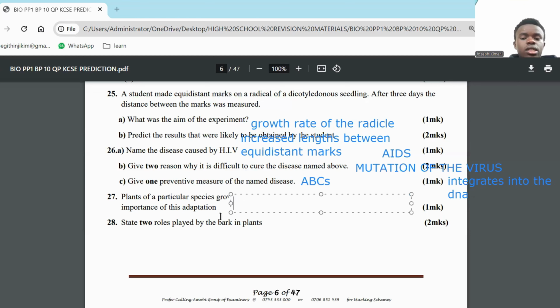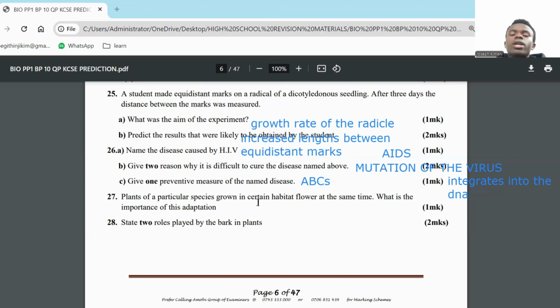Now we have to go to the next part of the question. Plants of a particular species grown in a certain habitat flower at the same time. What is the importance of this adaptation? So you find that if you decide to grow certain plants of the same species in the same area, when the flowering time comes, it comes usually at the same time. And now you have been asked, what is the importance of this condition?